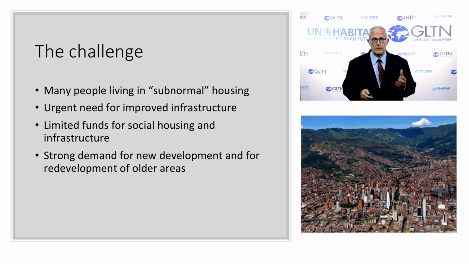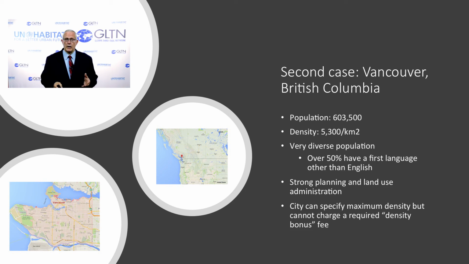They have limited funds for social housing and infrastructure, but there's a strong demand for new development and for redevelopment of older areas. The second case you're going to look at is Vancouver, British Columbia. This is a smaller community, population 600,000. Density is about 5,300 people per square kilometer. It's very diverse. About 50% of the inhabitants in Vancouver speak something other than English as their first language. But they have a very strong planning and land use administration. And the city can specify a maximum density, but they're not allowed to really exceed that density or to charge a fee for allowing developers to exceed that density.